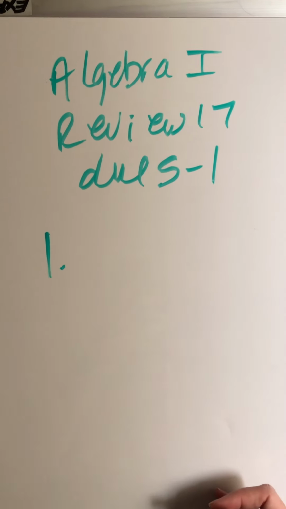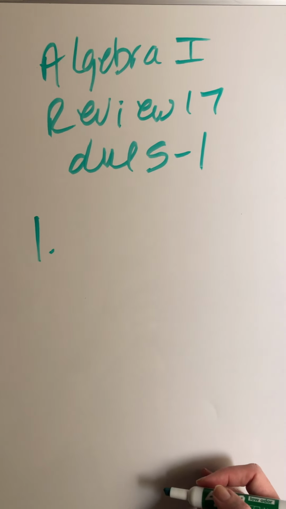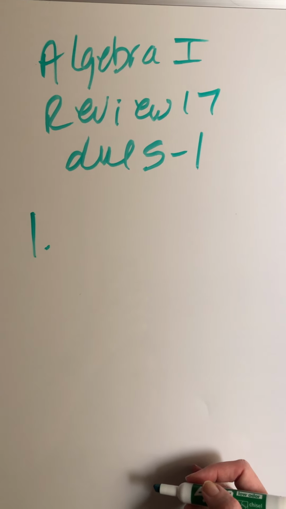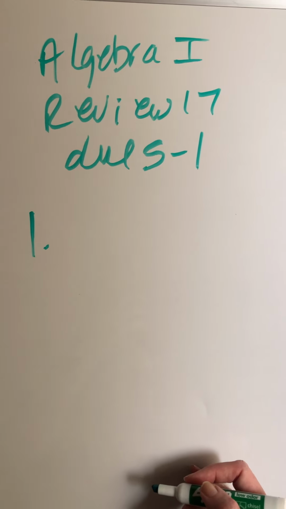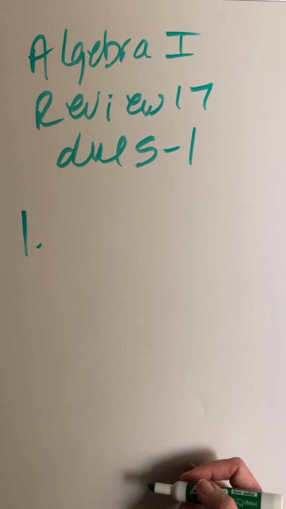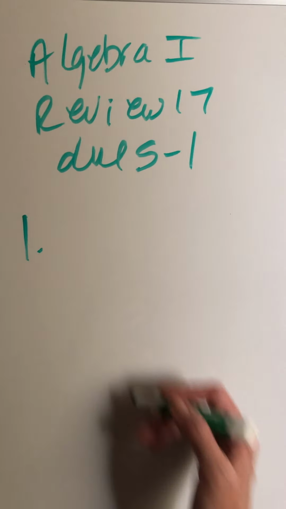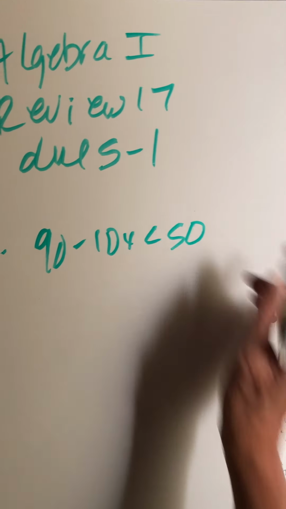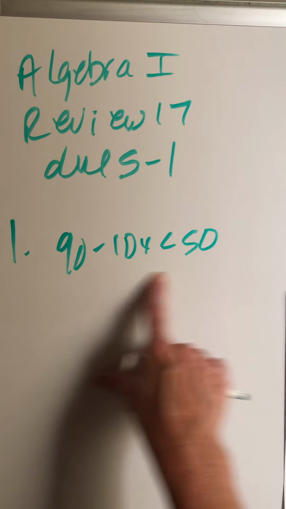So on number 1, on the review, Jim borrows $90 from his parents. They agree to subtract $10 from the loan for each hour he does chores around the house. To find the number of hours X he needs to do chores before he owes less than $50, solve the inequality. So they actually give you this inequality on number 1. That's the last thing they give you, is that right there.